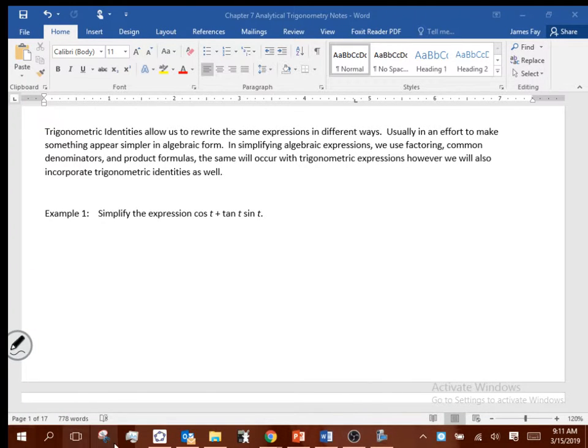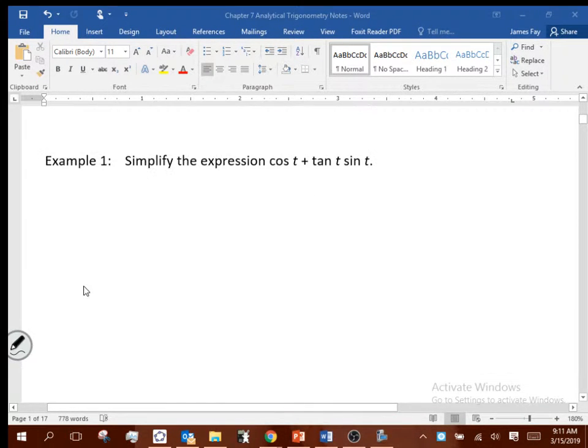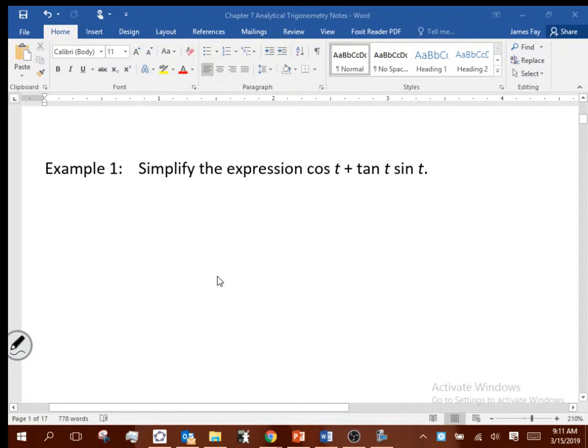So what we want to do, guys, is it says trigonometric identities allow us to rewrite the same expression in different ways. So it's usually in an effort to make something appear simpler in algebraic form. So in simplifying algebraic expressions, we use factoring, common denominators, product formulas, and the same is going to occur with trigonometric expressions, okay? However, we are going to obviously incorporate trigonometric identities as well, okay? And there's a lot of commonalities between a trigonometric expression and a purely algebraic expression.